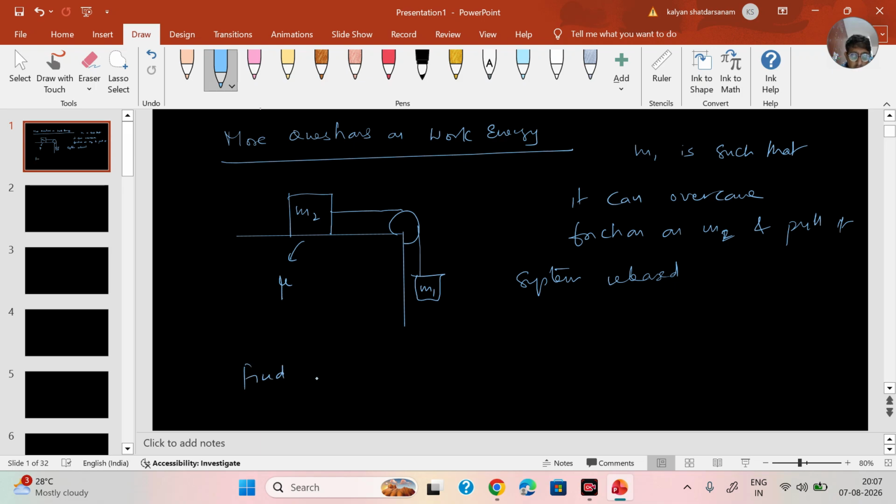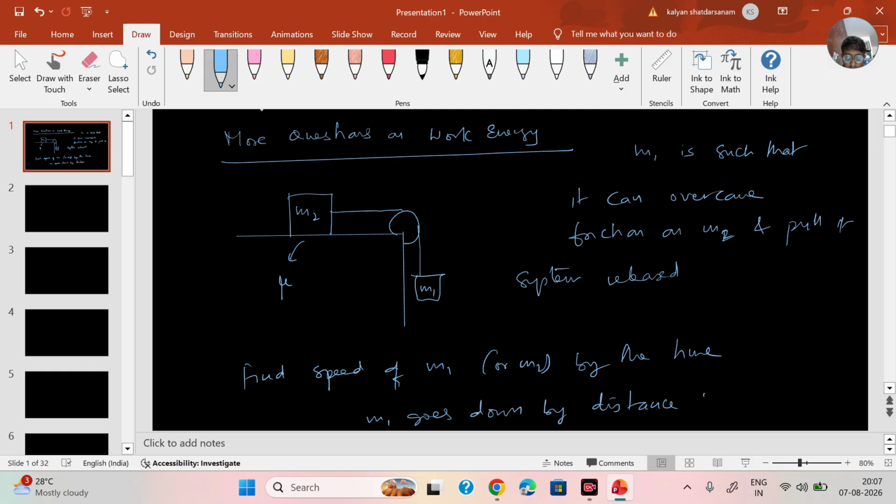Find the speed of m1 or m2, because both will have the same speed, by the time m1 goes down by distance L. So this is best done with work energy methods. Let's do it.